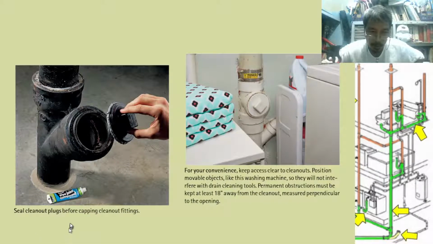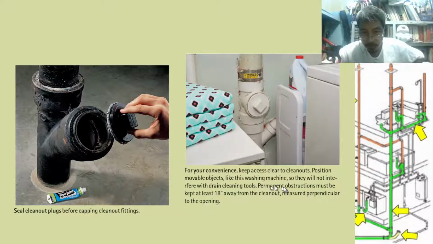Seal clean out plugs before capping the clean out fitting. So put a seal along this. There are two types of clean out plug. This is one type. For your convenience, keep access clear to the clean out. Position movable objects like this washing machine so that they will not interfere with drain cleaning tools.